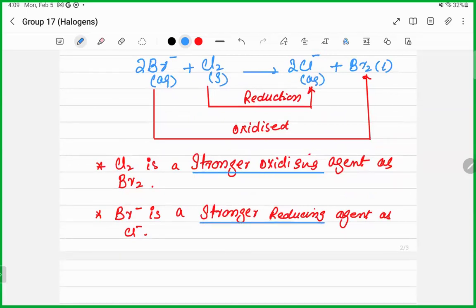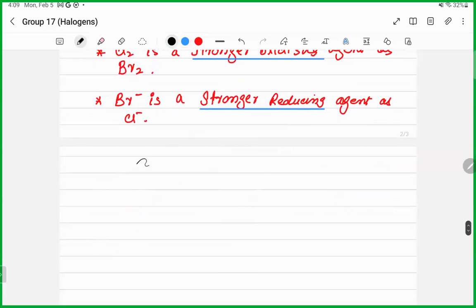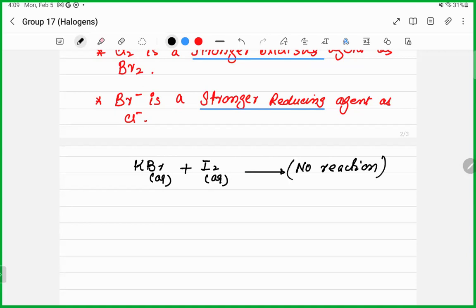ठीक है? क्लियर? In a similar way, if they ask you in exam, you have a solution of KBr aqueous and you are adding aqueous iodine in this one. What should be the product? तो आप बोलेंगे no change or no reaction. ठीक है? No reaction. Why? Because iodine is less reactive than bromine, so it cannot displace bromine from its aqueous salt. ठीक है? So iodine जो है वो bromine से less reactive है, इसलिए ये reaction possible नहीं होगा.